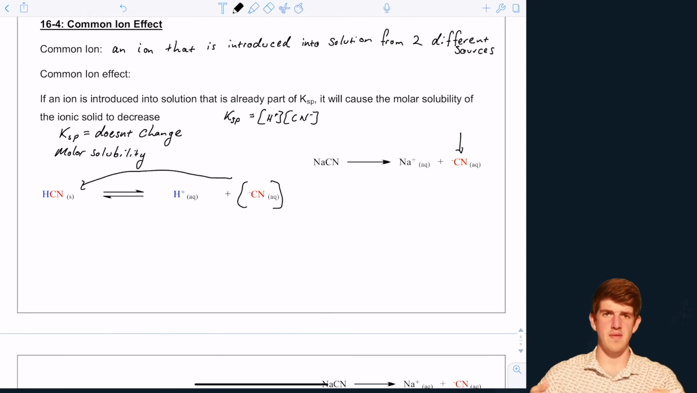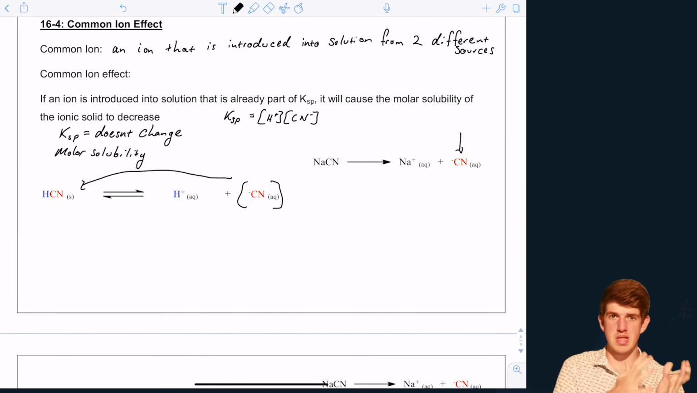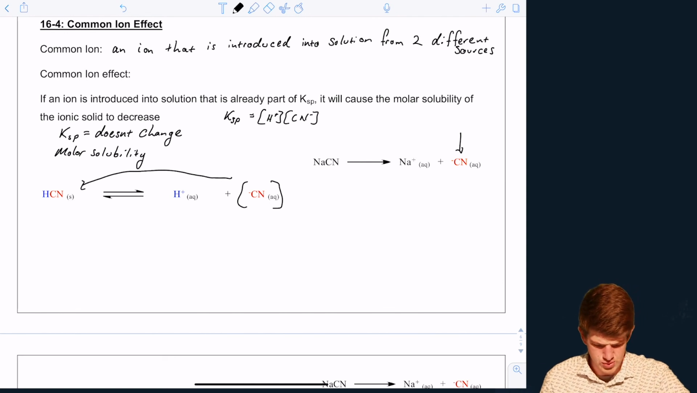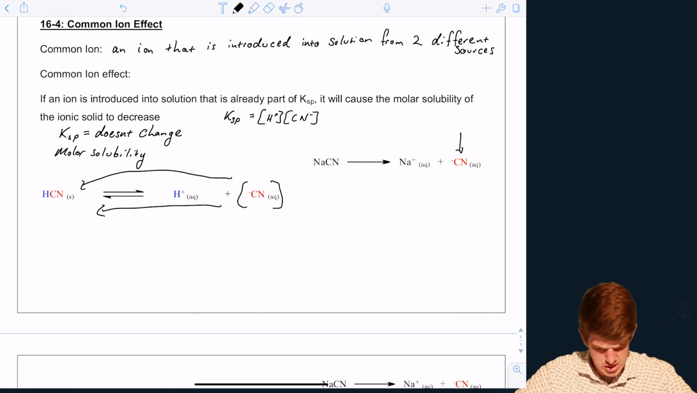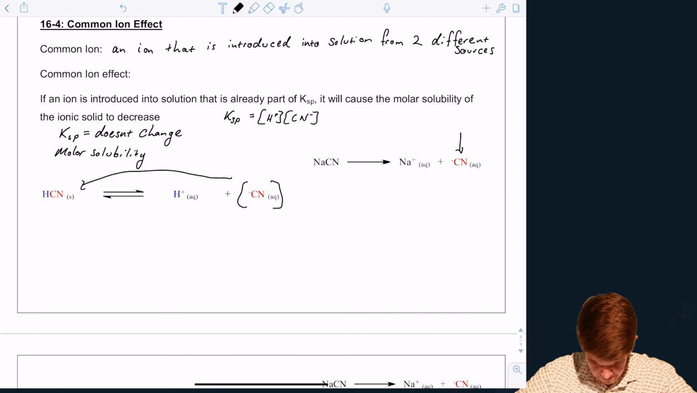So this can even be thought of as Le Chatelier's principle, which is if you have too much of one reactant, you're going to shift equilibrium to the left. And as we shift equilibrium to the left, that would be us precipitating some H plus and CN, and that would be us decreasing the solubility. We're taking these ions out of solution. So we're decreasing the solubility.